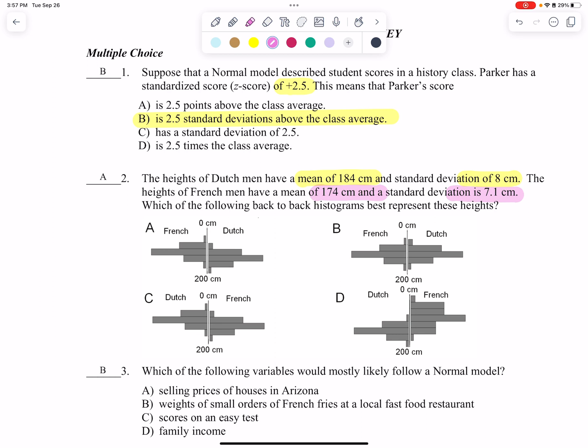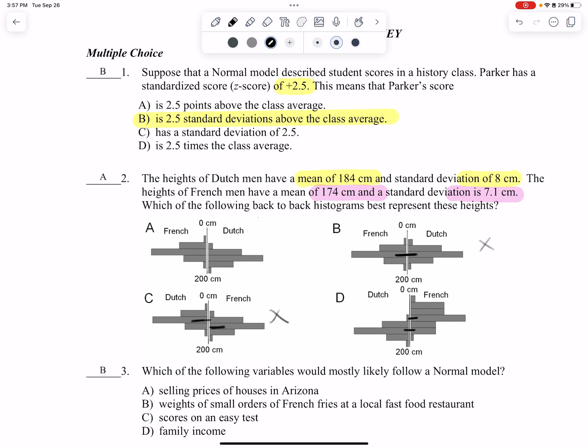So the first thing you're going to see is, let's cross out which ones we know can't be it. Well, this one shows the Dutchmen and the Frenchmen have the same, they look like they're the same mean, so that can't be it. And this one looks like the French is higher than the Dutch, so that can't be it because the Dutch is going to be higher. This one's definitely higher. But let's see what the problem is, because we already know that A is the right answer.